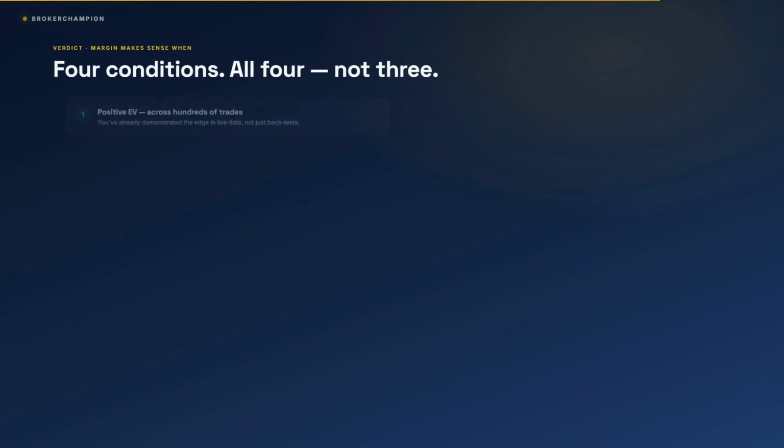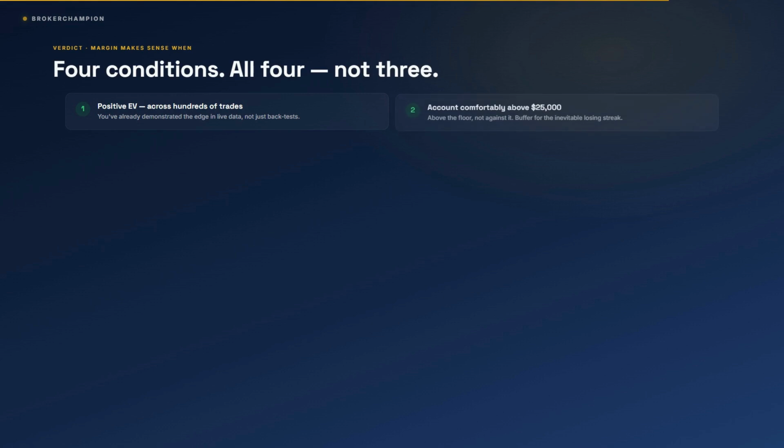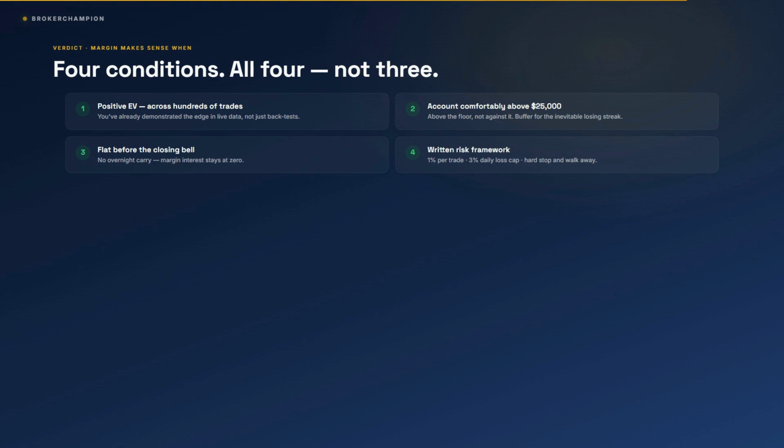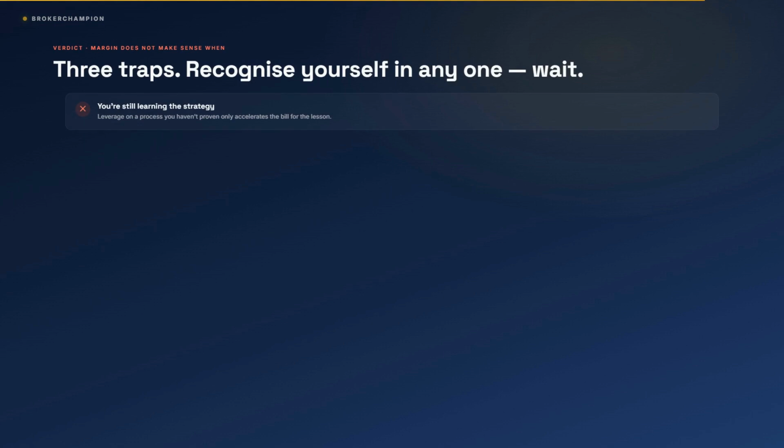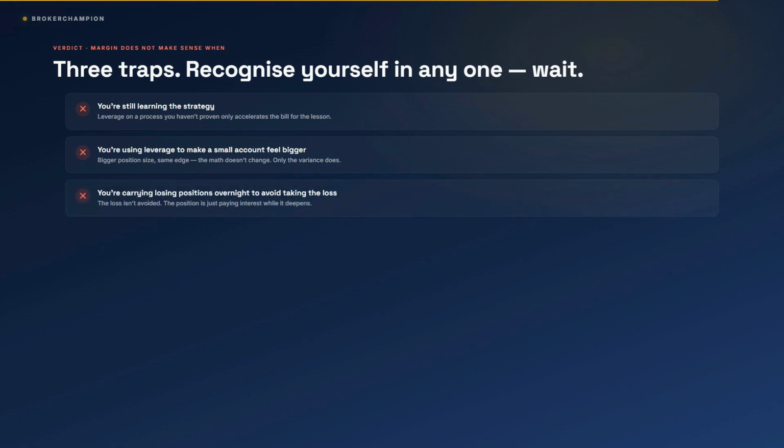So the verdict: margin makes sense when you've already demonstrated positive expected value across hundreds of trades, when your account is comfortably above 25,000, when you flatten before the close so margin interest is zero, and when you have a written risk framework: 1% of equity per trade, 3% daily loss cap, hard stop, and walk away. Margin does not make sense when you're still learning a strategy, when you're using leverage to make a small account feel bigger, or when you're carrying losing positions overnight to avoid taking the loss.